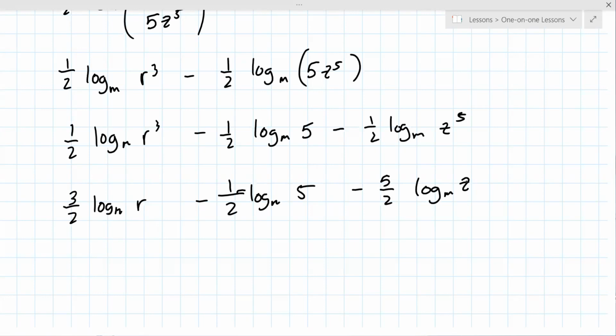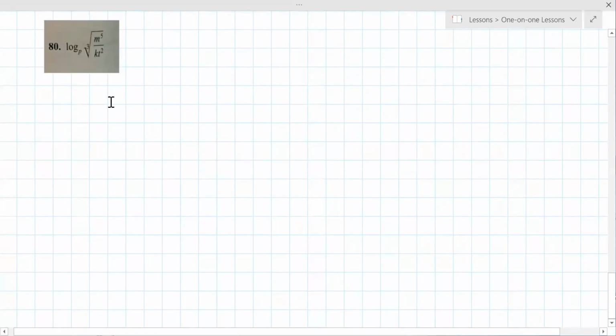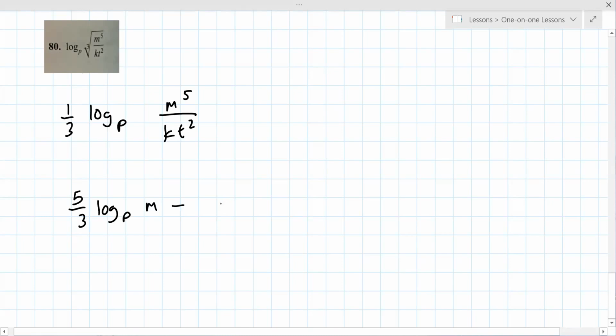All right, on to 80. It's pretty much the exact same thing. I'll write out the final answer and you can compare when you get done. This one's cubed, so it will turn into a 1/3 on the top. Right, m to the 5th over k t squared, and this will be 1/3 on top. So this will turn into 1/3 log.